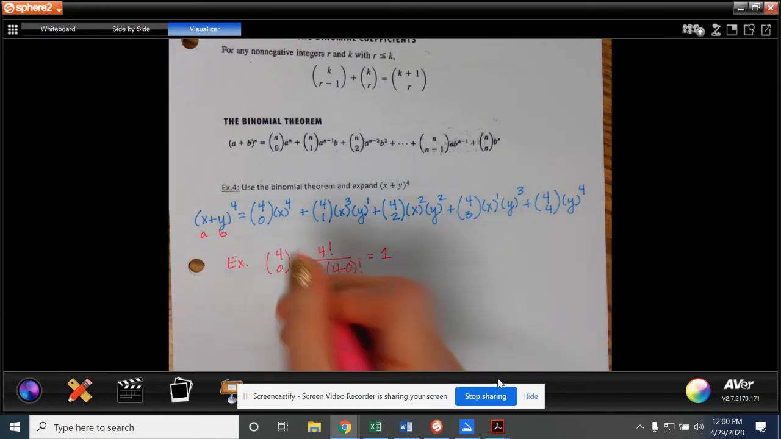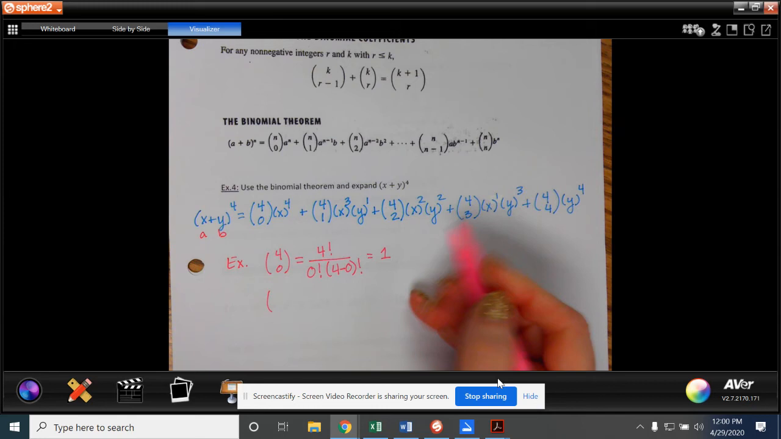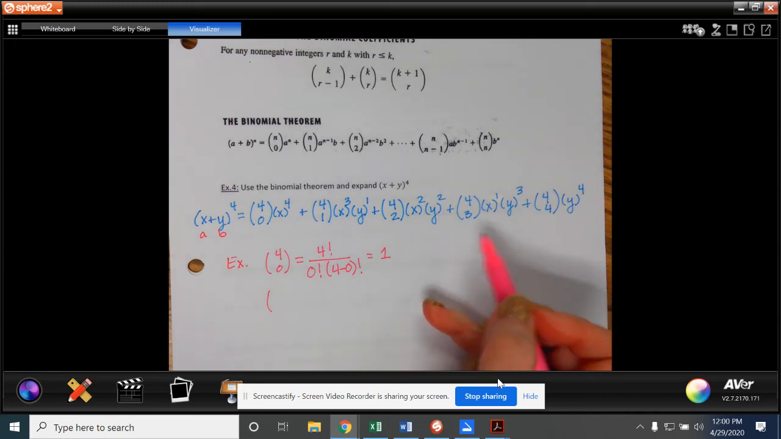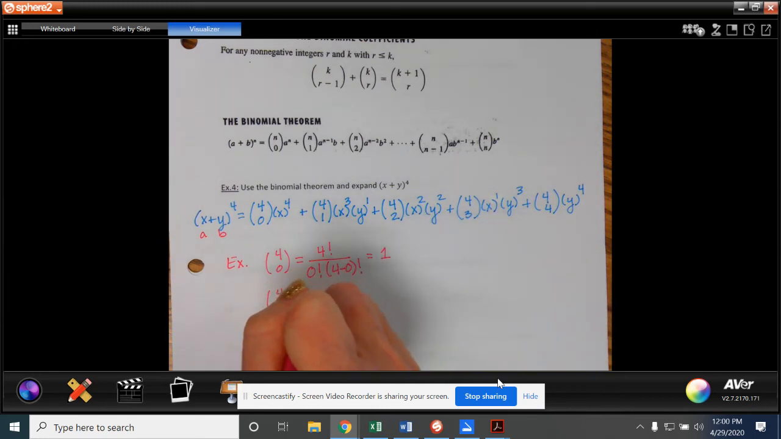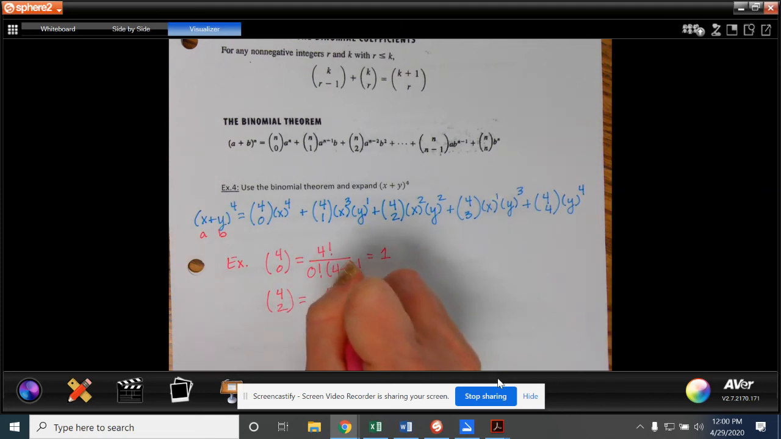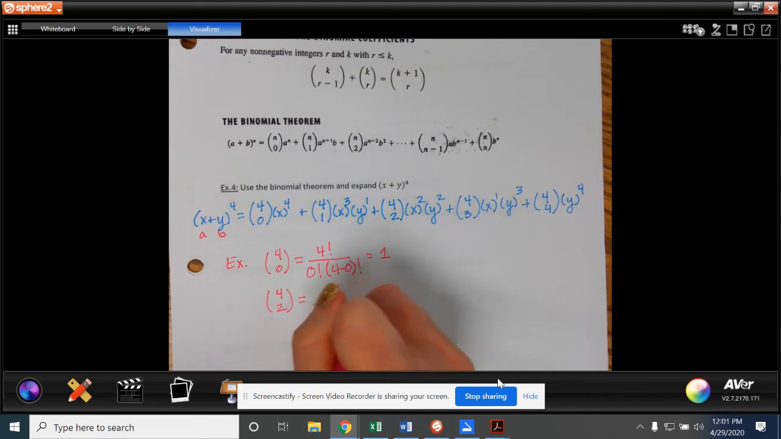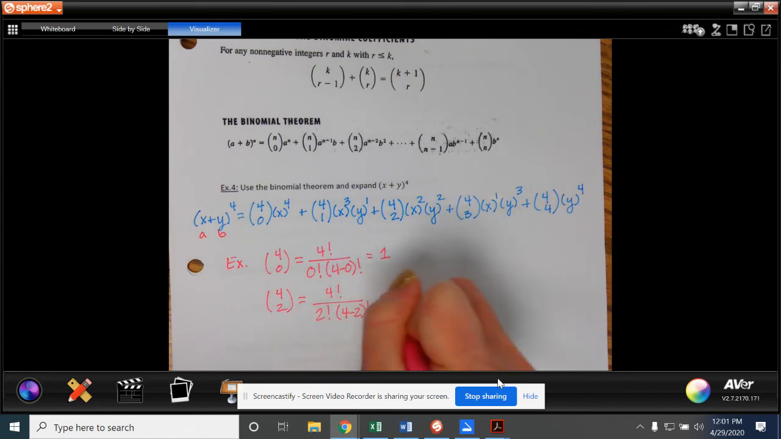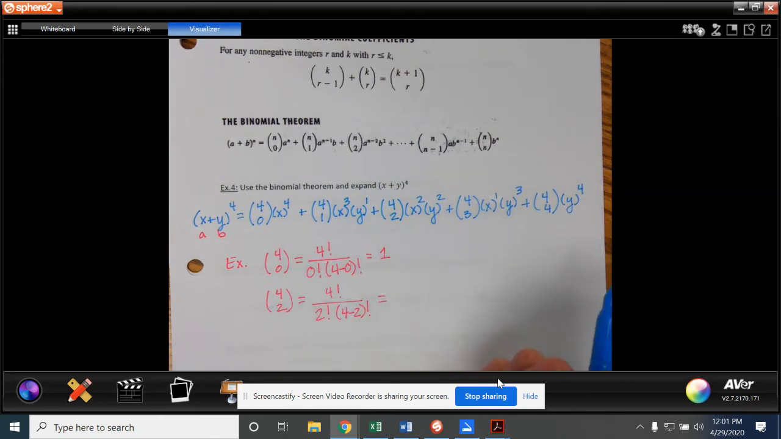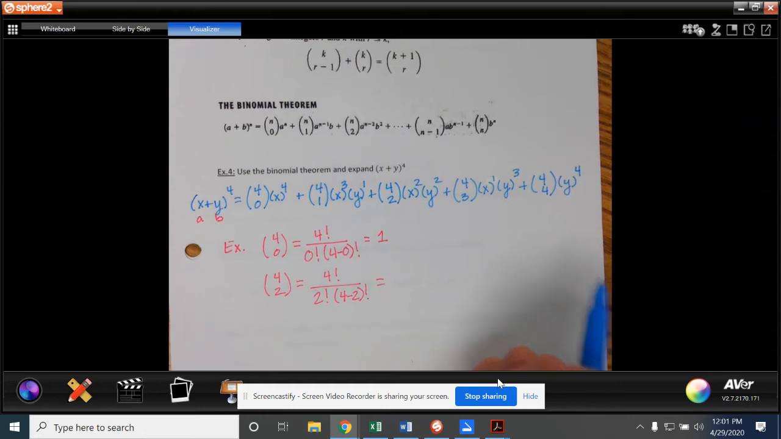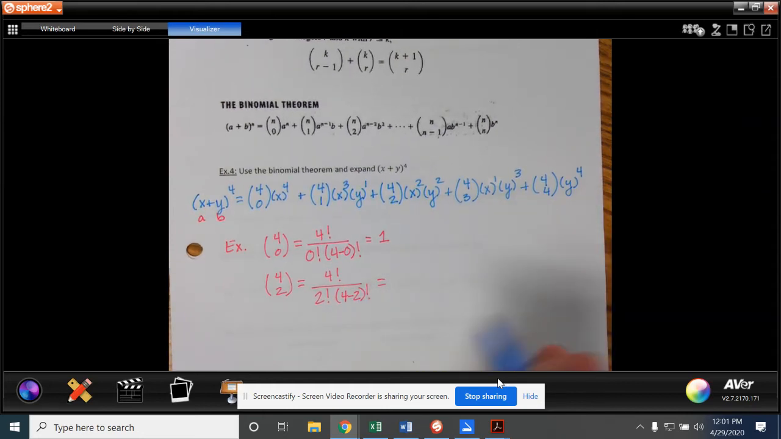Now let's do another, and that's going to be 4 over 2. This is going to be 4 factorial over 2 factorial, and then 4 minus 2 factorial. Well, on your exam, you're going to need to show work and not just say this equals whatever number. You have to prove to me you know your factorials, and then you also need to show a little bit of work.